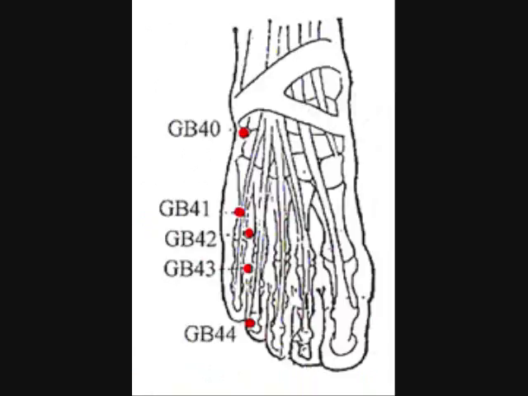GB40, anterior and inferior to the external malleolus in the depression on the lateral side of the tendon of M. extensor digitorum longus. GB41, in the depression distal to the junction of the 4th and 5th metatarsal bones on the lateral side of M. extensor digitorum minimi.